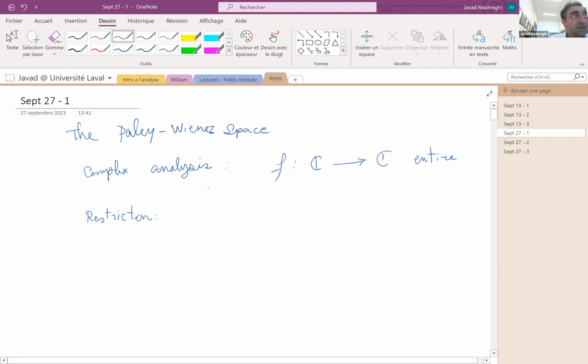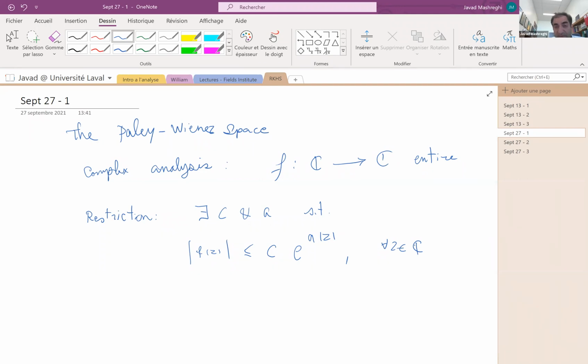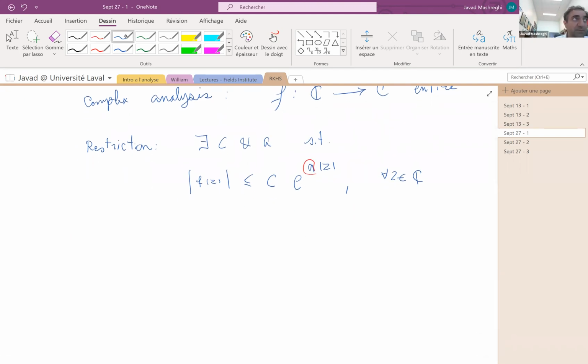Restriction. We assume that there are constants C and A such that the absolute value of f of z is less than or equal to C e to the A absolute value of z for each z in C, or at least for large values of z. The constant C is not that important. A is important. If this is true for arbitrarily large values of z, then we can make another C which is bigger, and for this bigger C, the inequality works everywhere. So our main concern is this A here. If a function satisfies this property, we call it a function of exponential type.